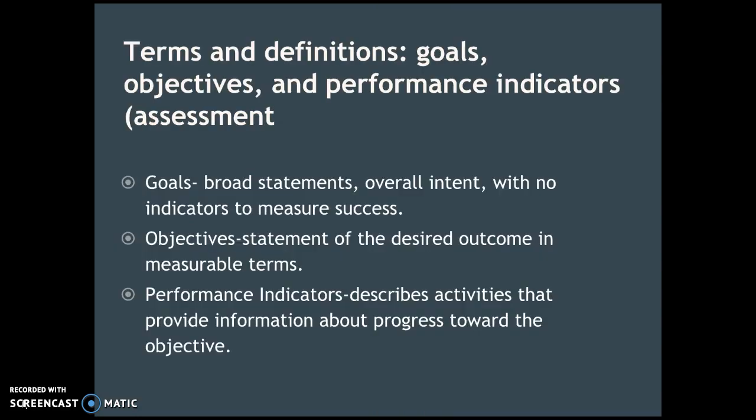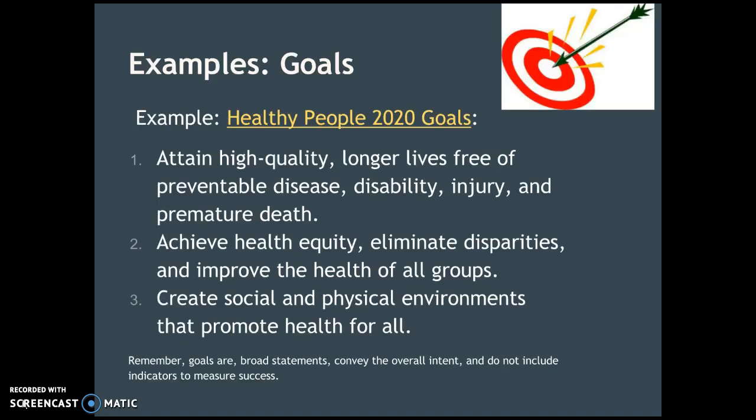Basic terms and definitions. Goals are broad statements which include overall intent with no indicators to measure success. Again, they are the broad statement, the big picture. Objectives: statement of the desired outcome in measurable terms. We're going to write learning objectives, and as you develop them, understand how to craft them in a way that after you finish reading the objective, we know what we want them to learn and how we're going to know that they learned the information. The performance indicators describe the specific activities that provide information about progress toward the objective.